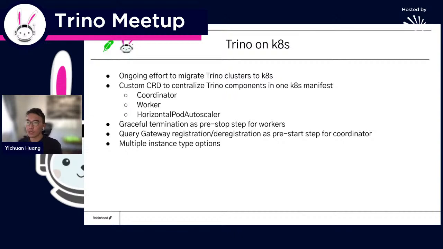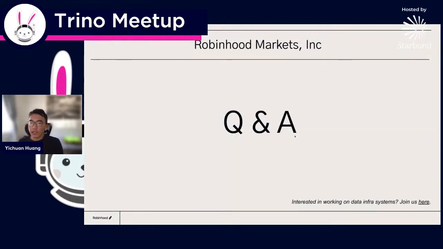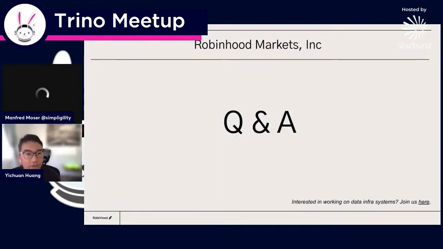And the other benefit that Kubernetes offers us is that we have a dedicated team managing the Kubernetes clusters. We asked them, and they said it's relatively easy to have multiple instance types in the Kubernetes cluster. So we can just try different instance types for different types of queries easily. And yeah, that's all I have.